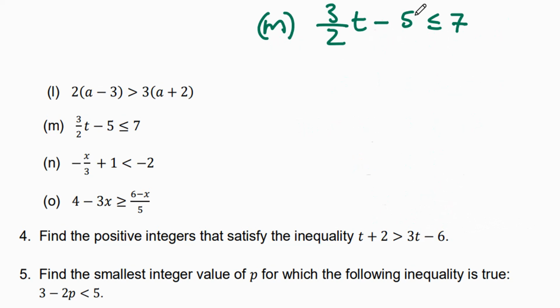We can start by getting rid of the negative 5 on the left-hand side. And we can do so by taking it to the right-hand side. So of course it becomes positive 5.